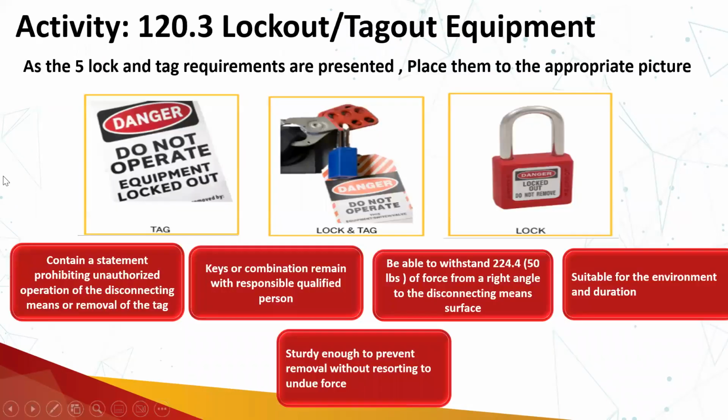Now there are a few statements written here. The 5 statements are there. You can refer to Article 120.3 in order to check whether each statement falls under the tag or the lock. For example, contains a statement prohibiting unauthorized operation of the disconnecting means or removal of the tag. So this is basically related to tag. What is related to lock? Just review Article 120.3 and try to put your answers here, and we will discuss after a minute.